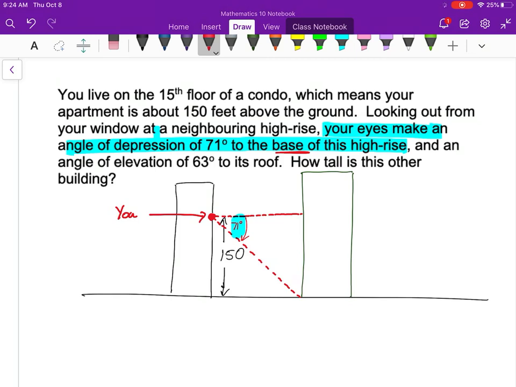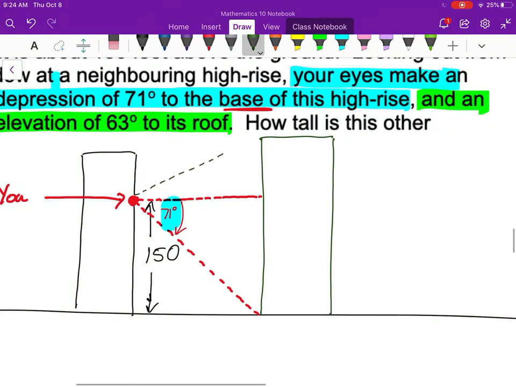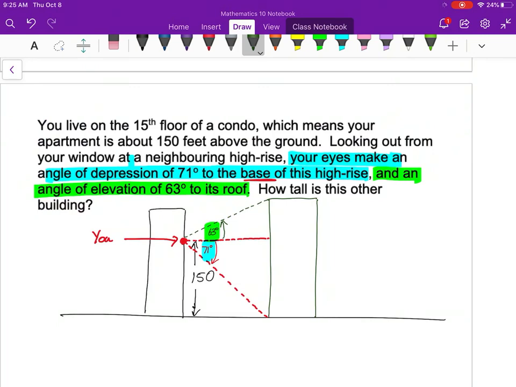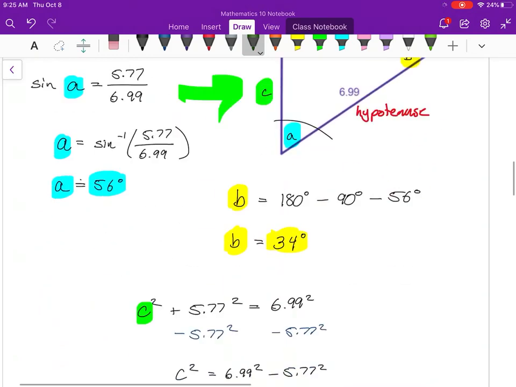Okay, so similarly, it also says when you look towards the other building, your eyes make an angle of elevation of 63 degrees to its roof. So from that same point where you are, let's imagine you're looking now up to the roof. So where does that 63 degrees go? That goes right here. That's this angle right there. And again, everything I just described, angle of elevation, angle of depression, goes right back to what I had right here. Angle of elevation is always from the horizontal up. Angle of depression is always from the horizontal down, always. Depends what we're looking at though.